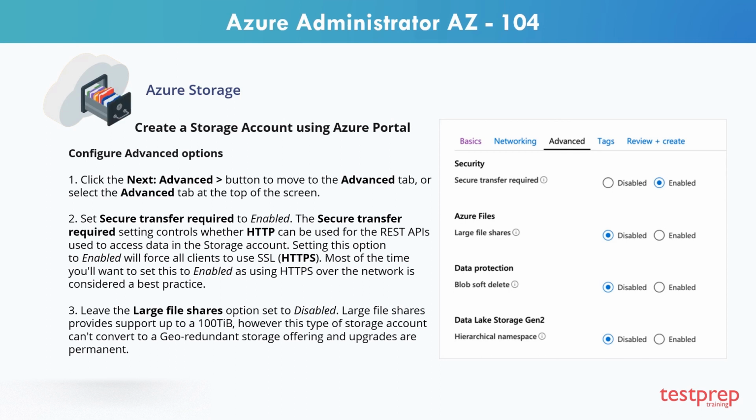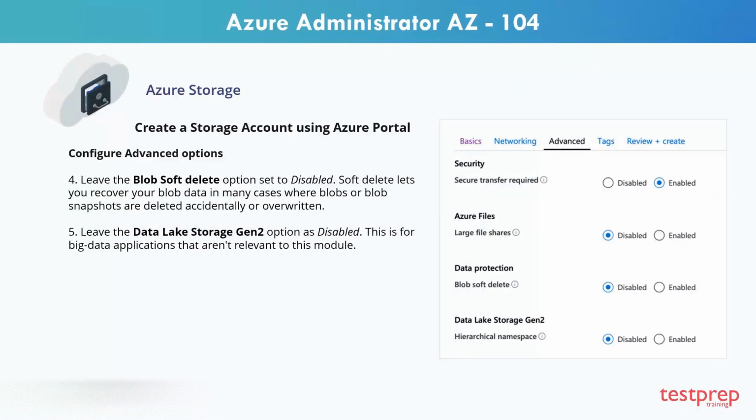3. Leave the Large File Shares option set to Disabled. 4. Leave the Blob Soft Delete option set to Disabled. Soft Delete lets you recover your blob data, in many cases, where blobs or blob snapshots are deleted accidentally or overwritten. 5. Leave the Data Lake Storage Gen 2 option as disabled. This is for big data applications that aren't relevant to this module.